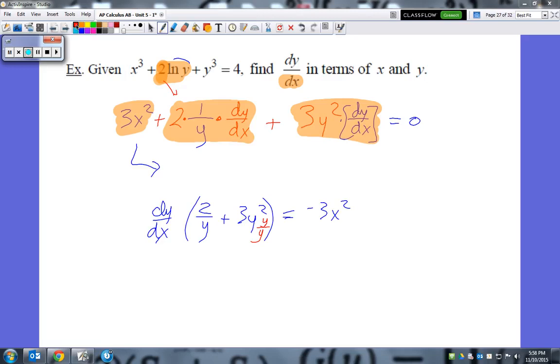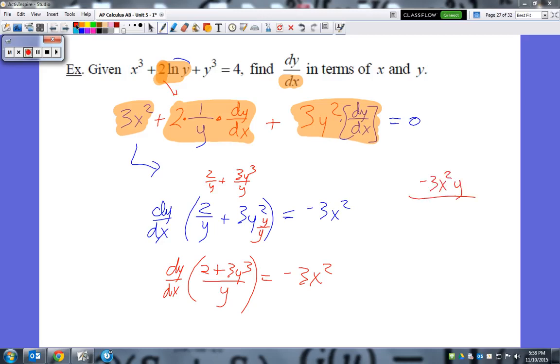Okay, so I'm going to multiply by a form of 1, so that I get 2 over y plus 3y cubed over y. And if I combine this, I'll get 2 plus 3y cubed over y. Because the chances are, if I move it, negative 3x squared, my final answer is probably going to look like, all right, I'm going to divide by this, so it's multiplying by the reciprocal, negative 3x squared y all over 2 plus 3y cubed. This is probably the form that you'd see it in if it was multiple choice.